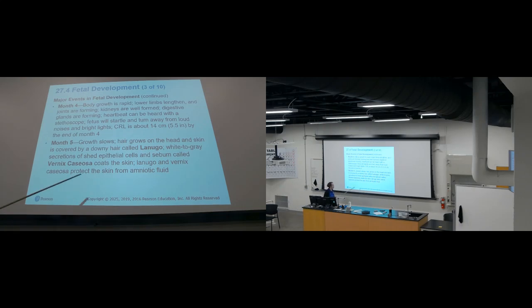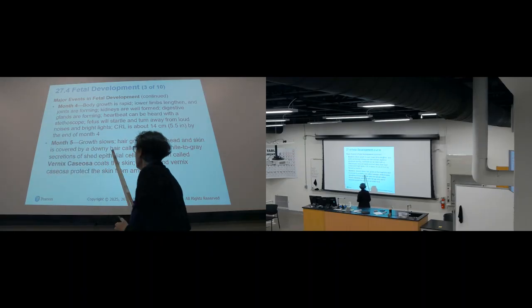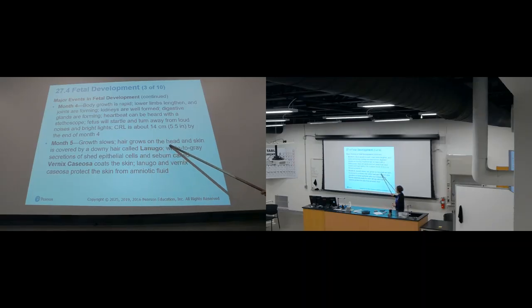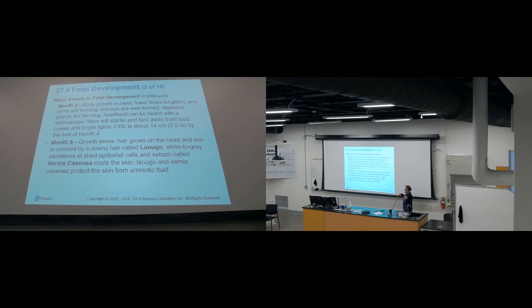Now, something that happens in month 5 is that you have a little bit of slow growth, but you have the formation of your hair on the head and the skin. And then that hair is going to be very fine, and it's going to be called lanugo. We shed this hair after we're born, and then sometimes we keep a coat of lipids that is called sebum or vernix caseosa. So it's like yellowish, and that protects us from over-soaking in this amniotic fluid.